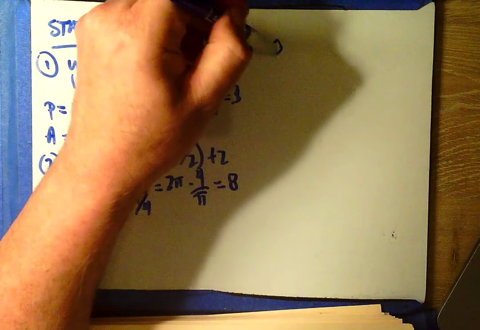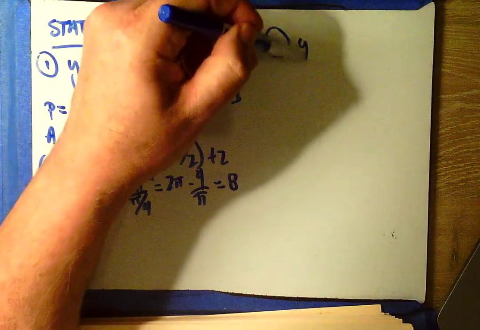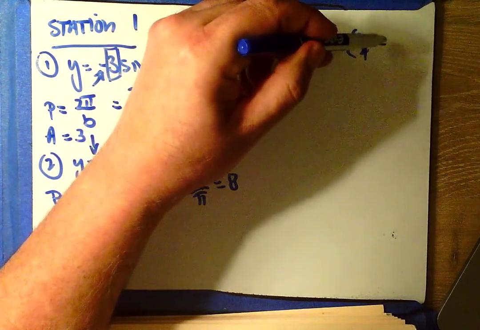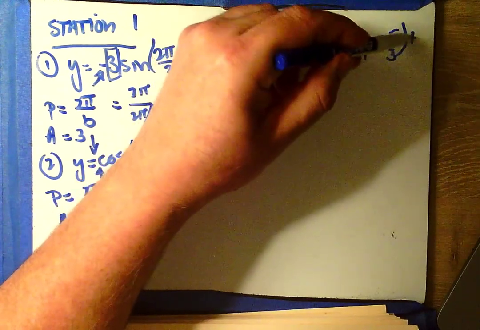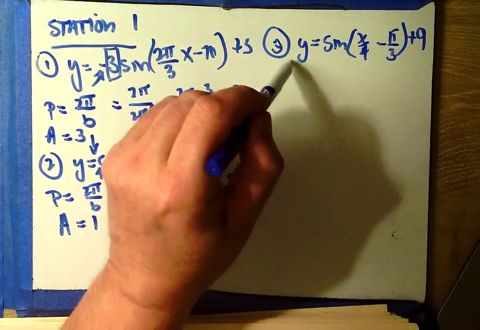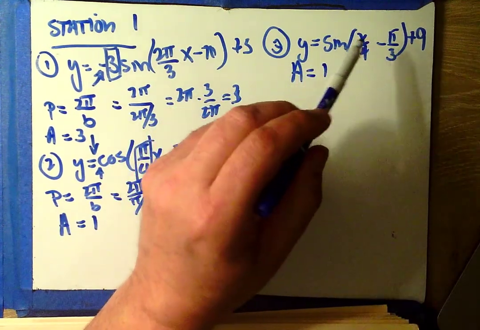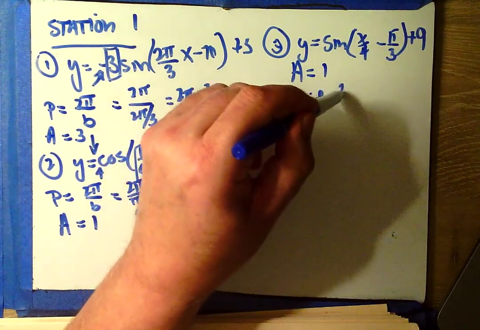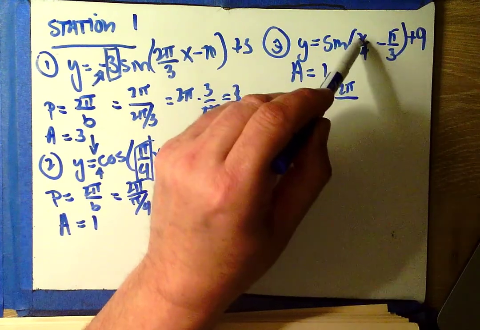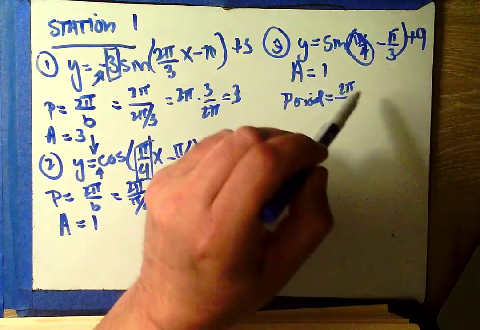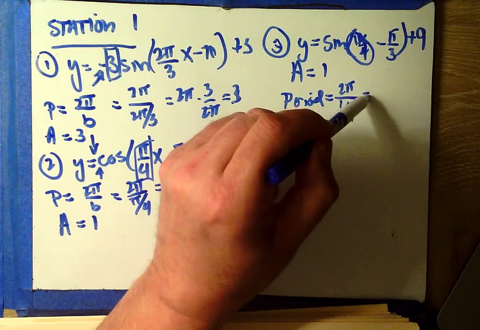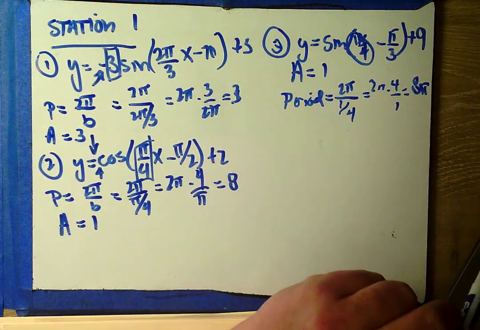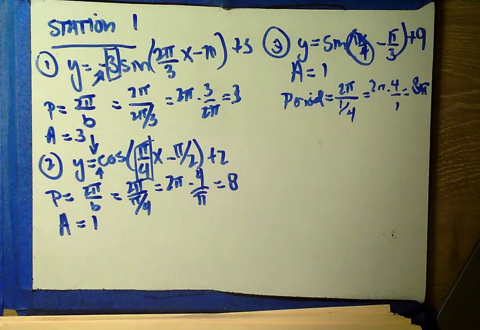And finally, number 3 says y equals sine x over 4 minus pi over 3 plus 9. Well, I see the amplitude is 1 again, like the last problem, but what about our period? Well, period equals 2 pi over, and what number do we have here? We have 1/4 here. So 2 pi times 4 over 1, or 8 pi. 8 pi is going to be my period for number 3.